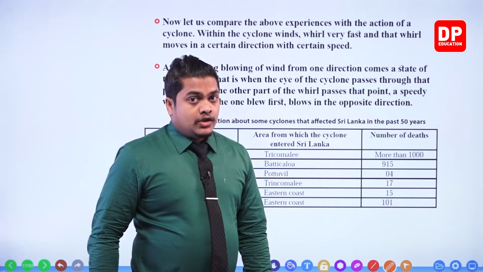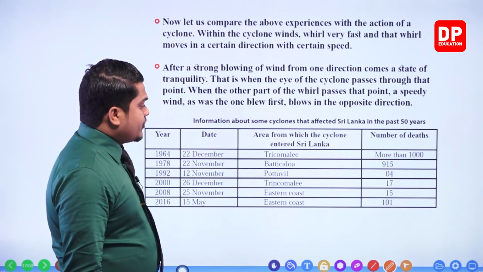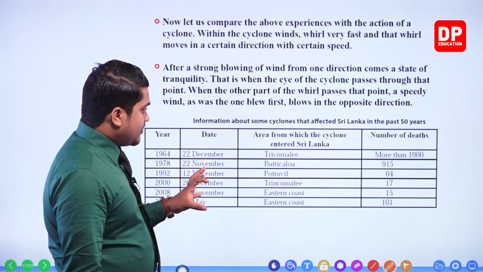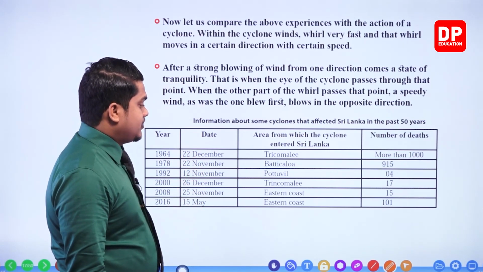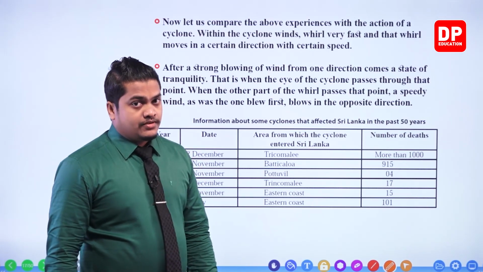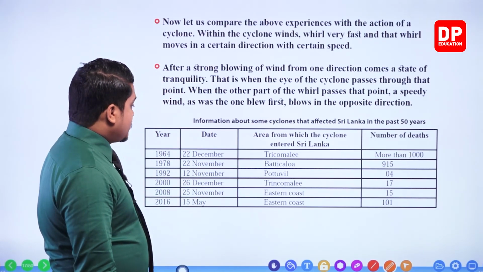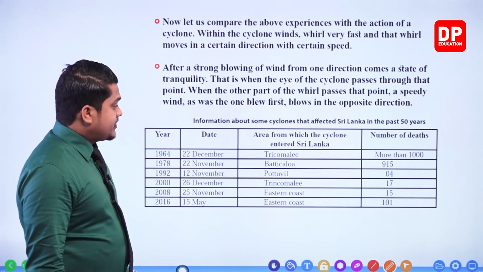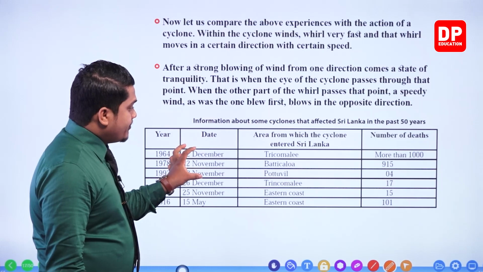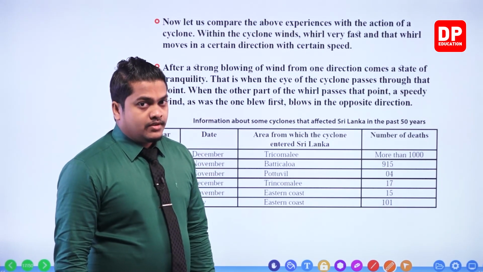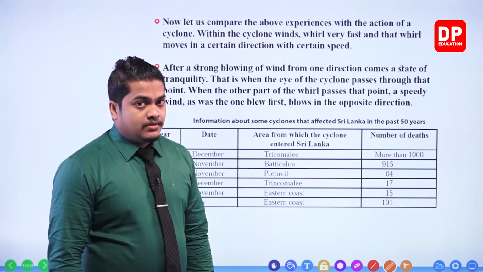death tolls. So these are several cyclones which hit Sri Lanka, and you can see that most of these cyclones entered from the Trincomalee and Batticaloa region, from the eastern coast. And my dear children, the other specialty here is that usually cyclones come in the months of November to December, right?